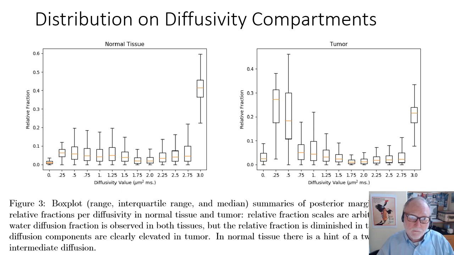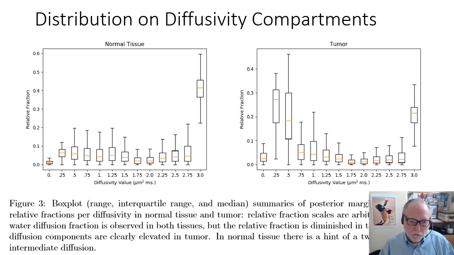These are some of our results. The box plots show the spread in the posterior distribution on the relative fractions. There's a sizable free water diffusion fraction in both tissues, but it's diminished in the tumor. Very slow diffusion components are elevated in the tumor, and given the predicted uncertainty, we can be pretty confident about that.